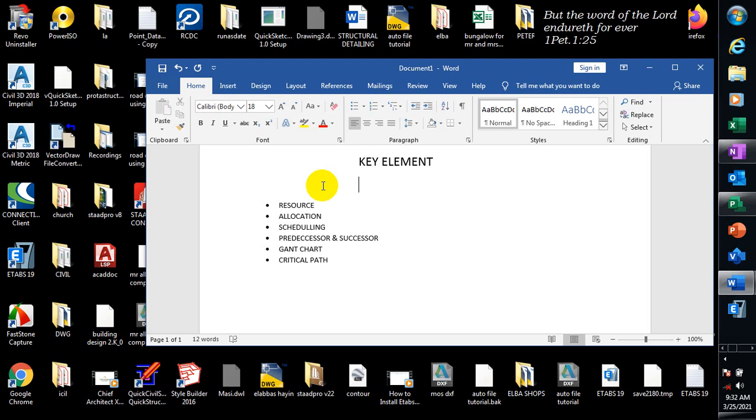So, scheduling is one of the most important parts of Microsoft Project. We have types of scheduling in MS Project. We have two types, sorry: the manual scheduling and the automatic scheduling. Then we have predecessor and successor.